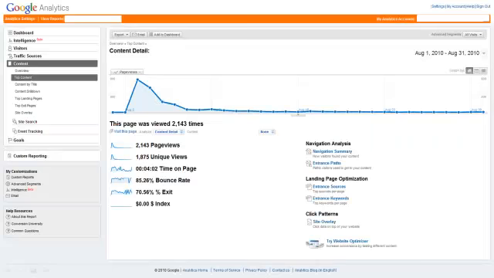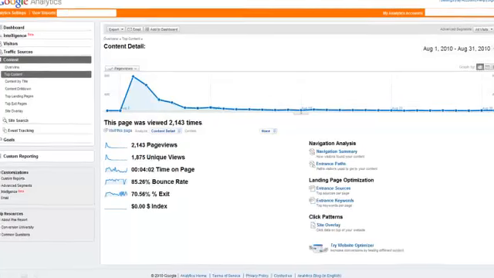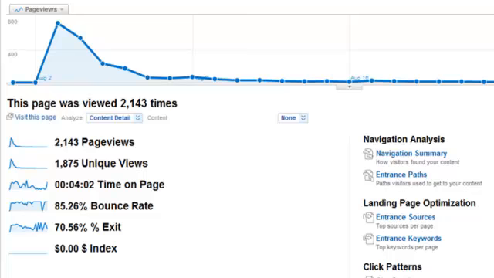Here we're stepping inside of Google Analytics and actually looking at the traffic for a specific obituary page. You can see here that over the course of a month, this obituary was viewed over 2,100 times, and the average time on the page was over 4 minutes. But what's most important about this graph is that the most traffic was received on the first day.